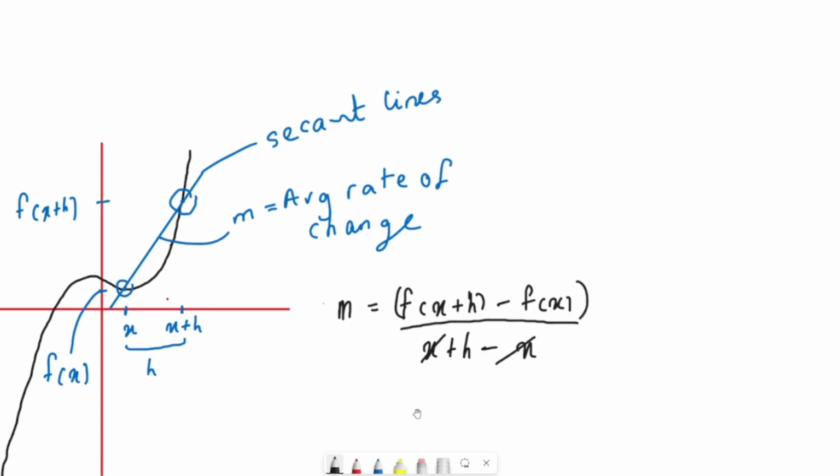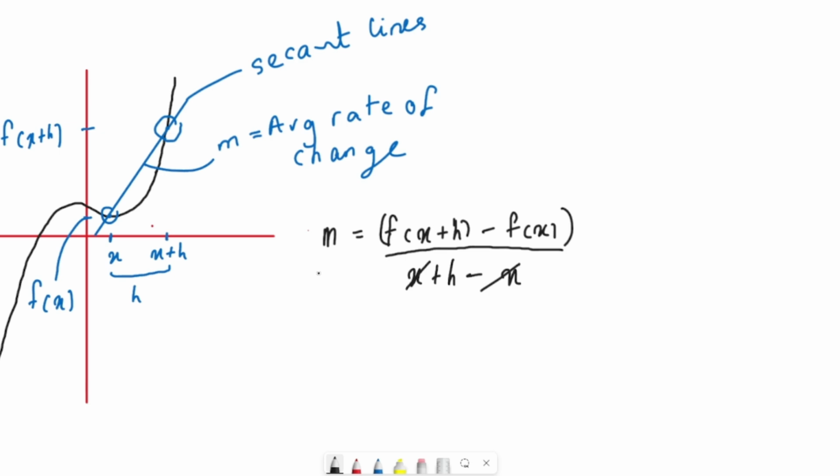So for the average rate of change, we get an expression that looks something like this, which is basically f of x plus h minus f of x over h is the average rate of change for the secant line.